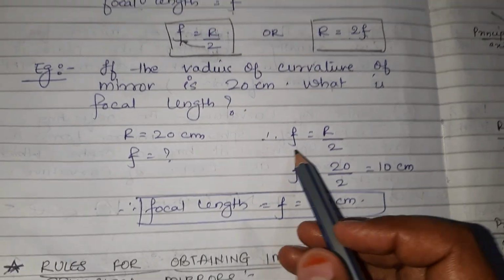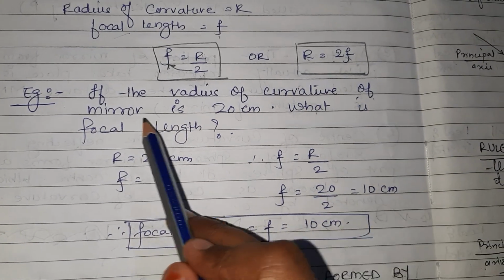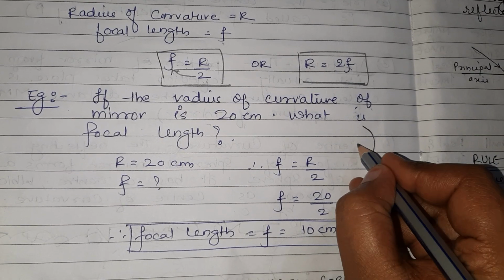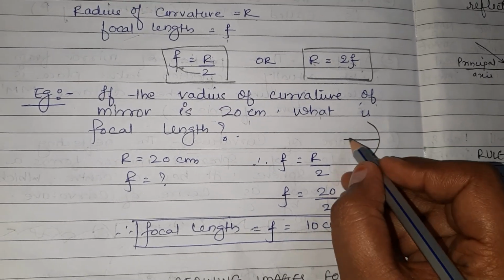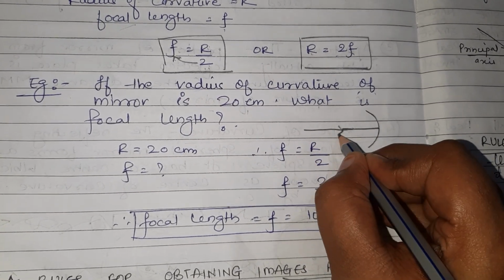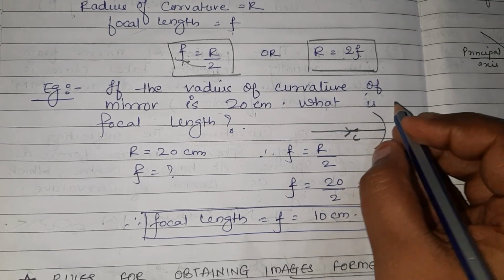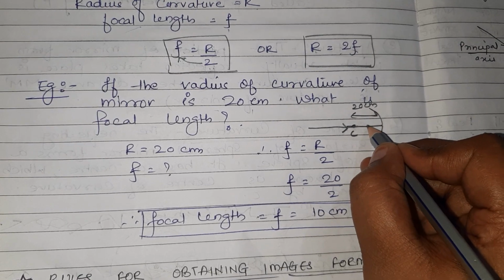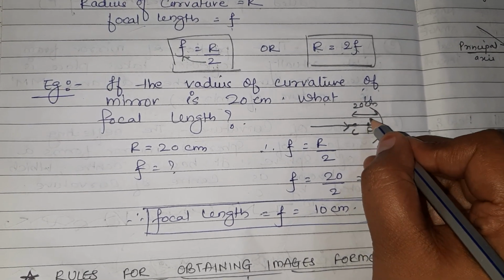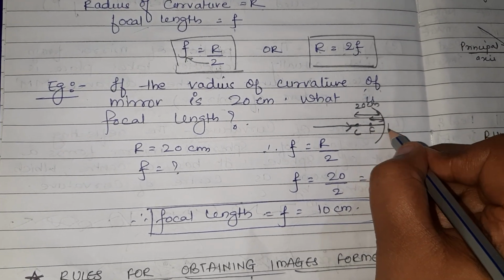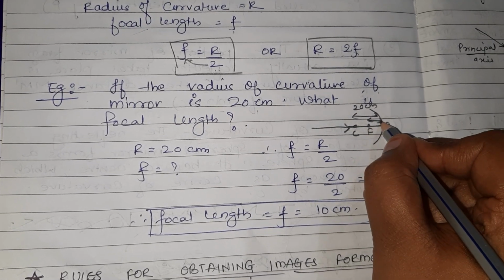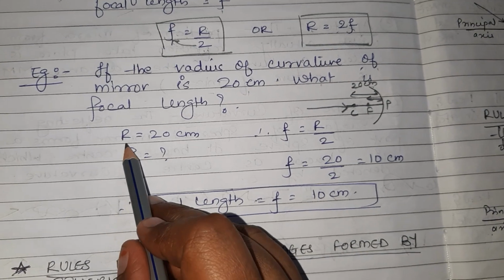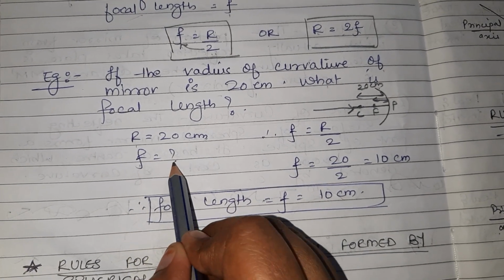See, one of the sums is over here. If the radius of curvature of the mirror is 20 centimeters, this is the mirror, this is the principal axis, this is C, and this is, suppose, 20 centimeters. Then what is the distance between the focus point and the pole? So what is the focal length? This will be half of this. So we will use the formula: R equals 20, f equals question mark.